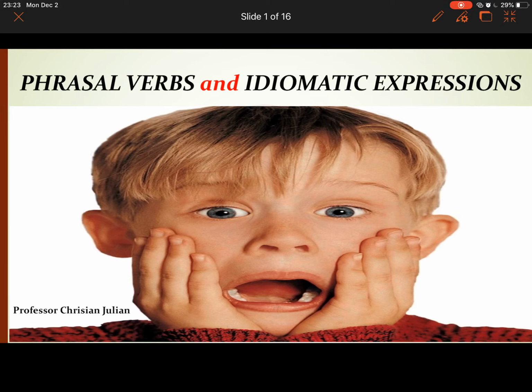So this is lesson number 5. Today we'll be talking about phrasal verbs and idiomatic expressions. These topics are very similar, yet they're very different. They are also quite challenging as there are thousands of phrasal verbs, thousands of idiomatic expressions.